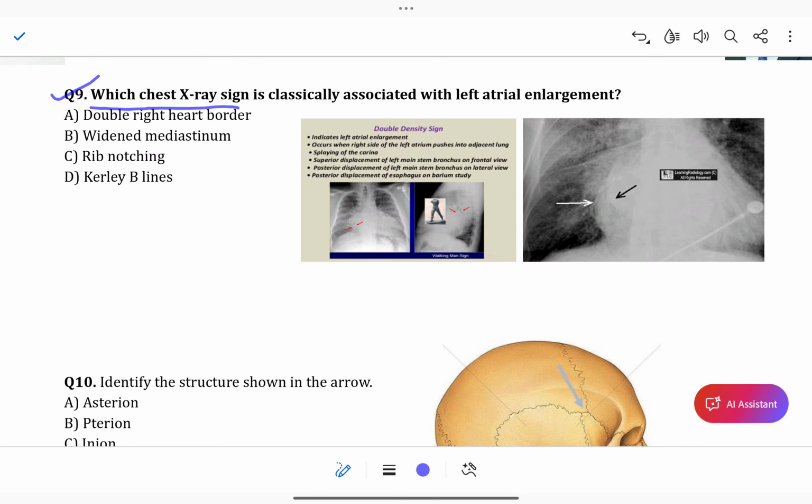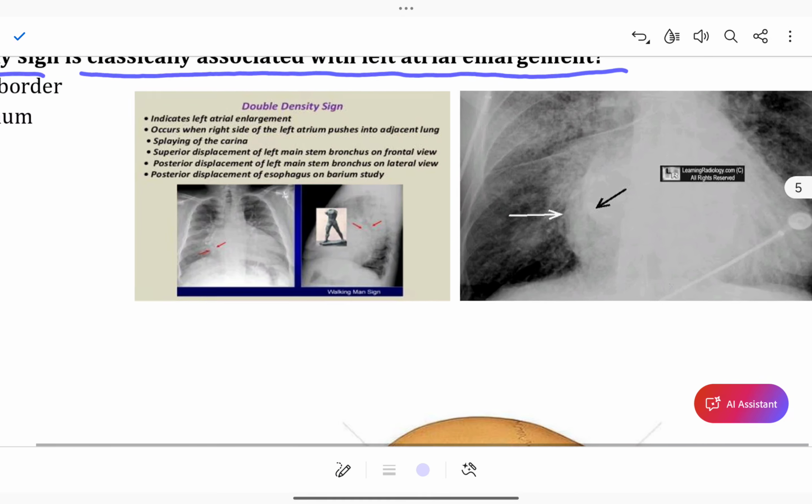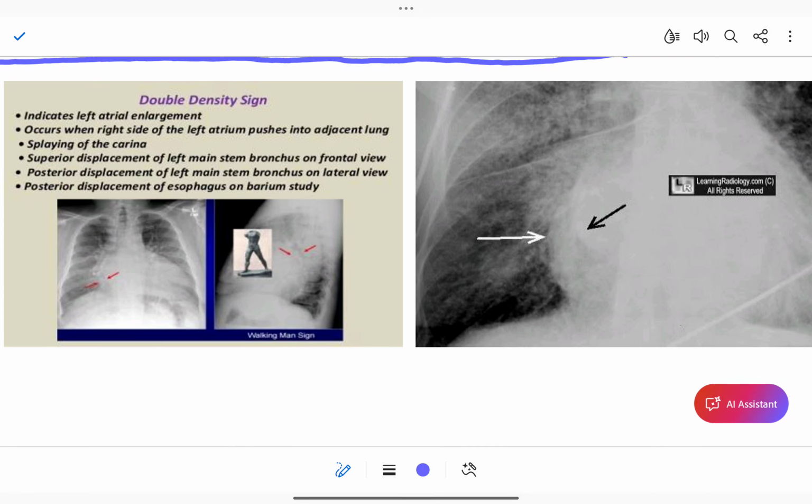Which chest X-ray sign is classically associated with left atrial enlargement? Option A, double right heart border. Option B, widened mediastinum. Option C, rib notching. Option D, Kerley B lines. First of all, come to this point. What is the double density sign? First point: it indicates left atrial enlargement. Double density sign, left atrial enlargement.